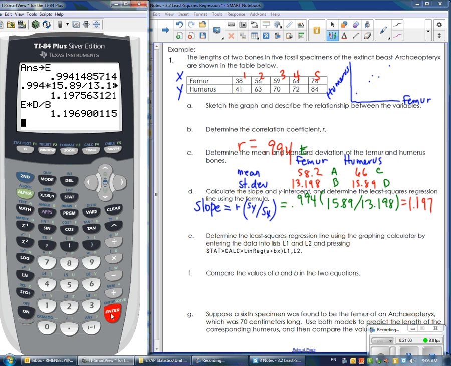And then to calculate my y-intercept, remember we said it's going to be y bar minus the slope times x bar. Well, the mean of y is 66. And I'm going to subtract my slope, which we said is 1.197, times the mean of x, which we said is 58.2. Okay, and again, if I use the rounded values, it's going to be a little bit further off.